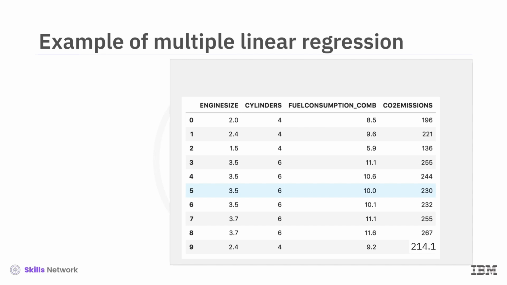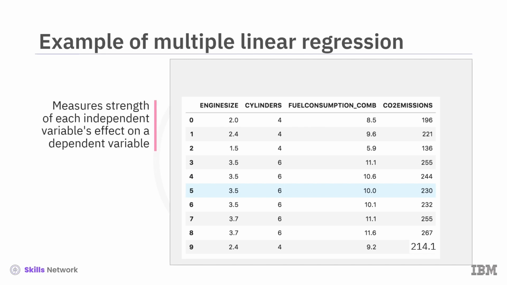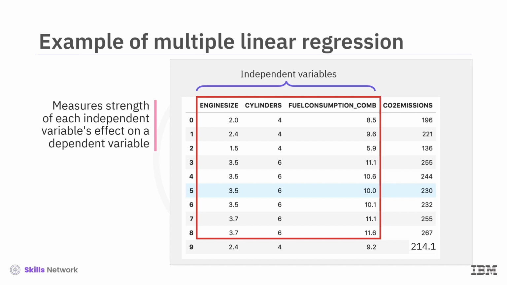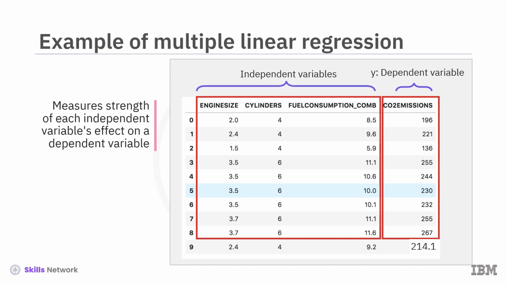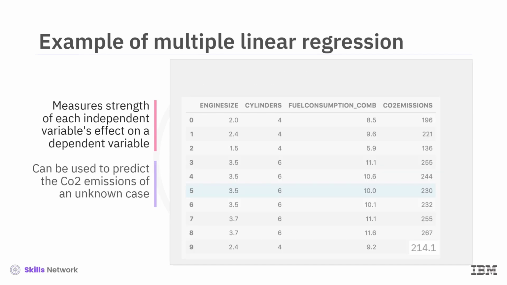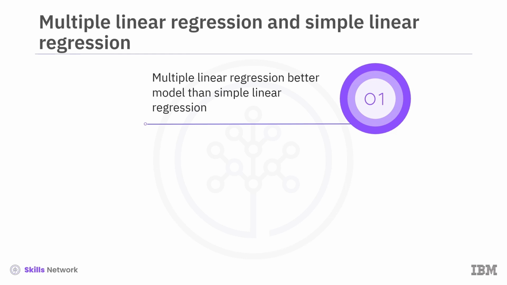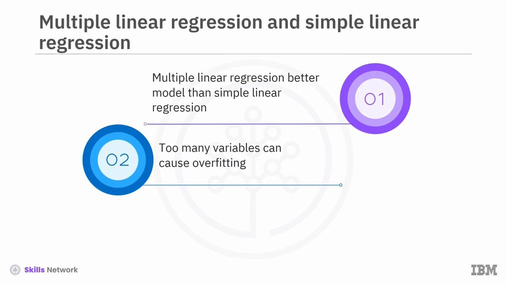Multiple linear regression can be used to measure the strength of each independent variable's effect on a dependent variable. You can predict the CO2 emission of a motor car from features like engine size, number of cylinders, and fuel consumption by forming a linear combination of the features using trained weights, θi. You can use the trained model to predict the expected CO2 emission of an unknown case, such as record number 9. Multiple linear regression results in a better model than using a simple linear regression. However, adding too many variables can cause your model to overfit or essentially memorize the training data, making it a poor predictor for unseen observations.